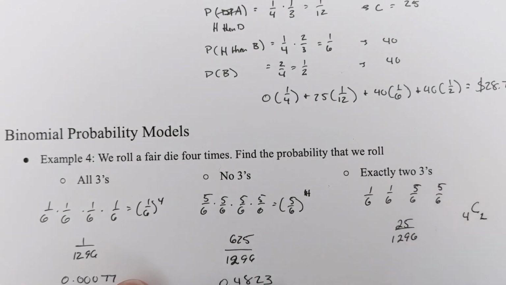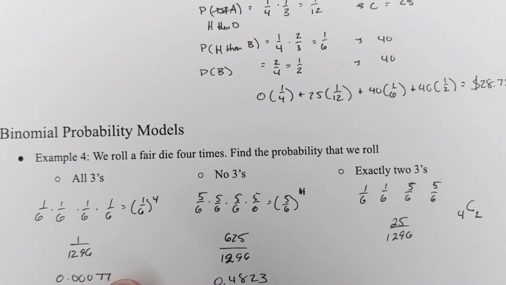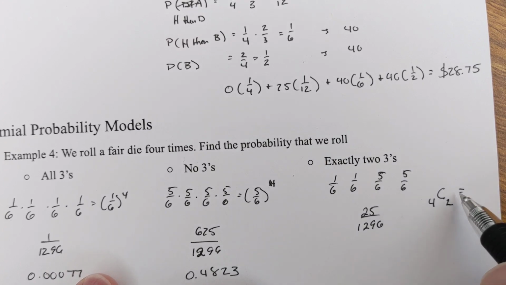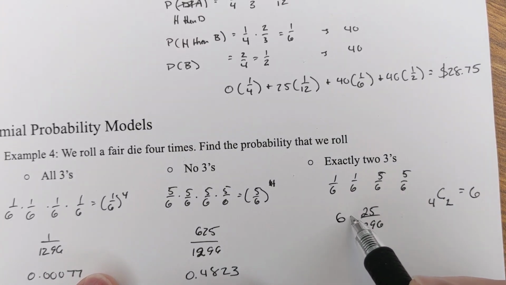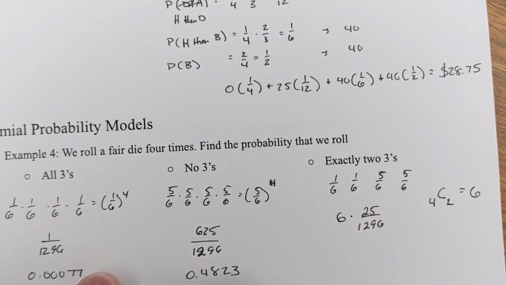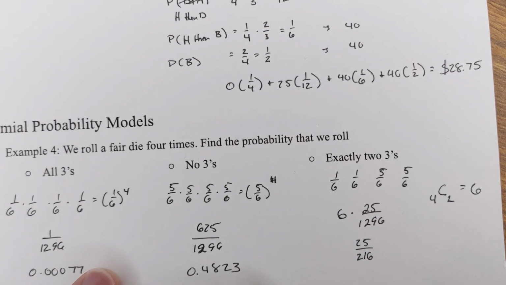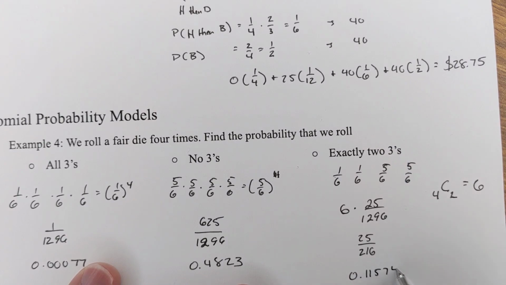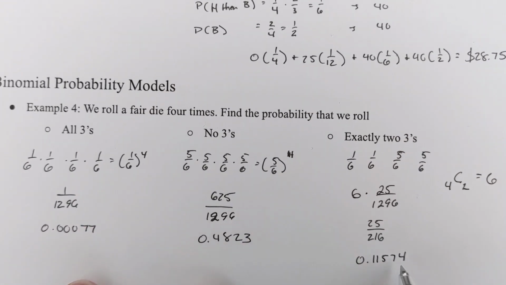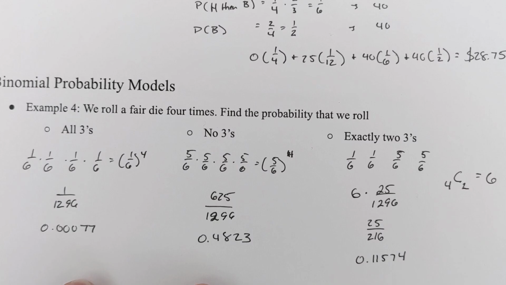So there are 4 dice. We need 2 of them to be 3s, sorry. So there's 6 ways to do that. So we actually have to multiply this by 6. This is only the probability of getting one of the possible rolls. So 25 out of 1296 times 6 is 25 out of 216, which is 0.11574. So this is more likely than that, getting no 3s, but that makes sense because getting no 3s is the highest likelihood. So, all right, moving right along.